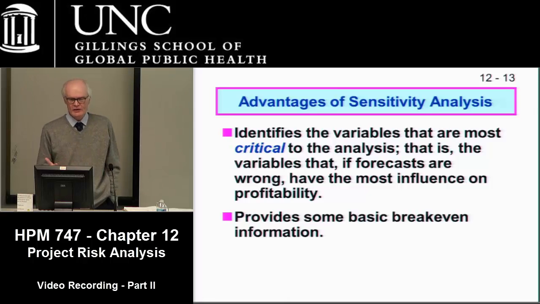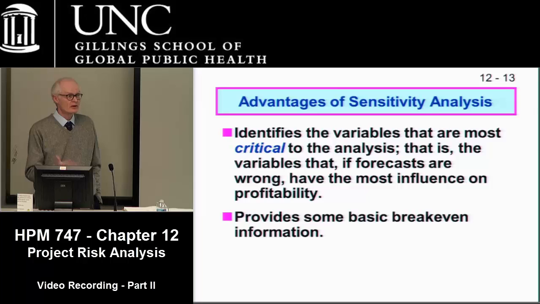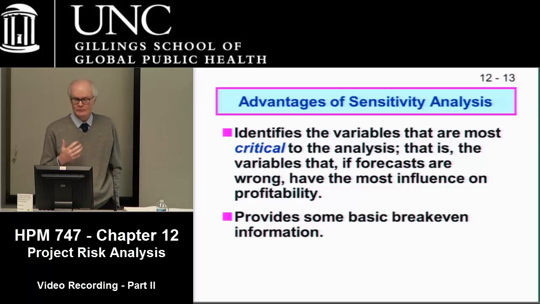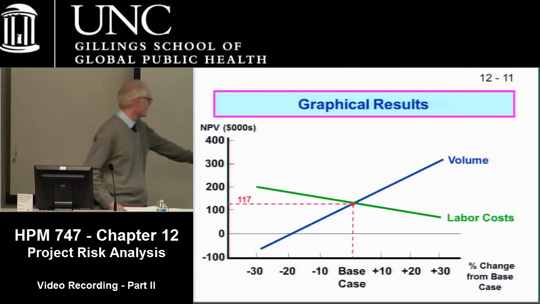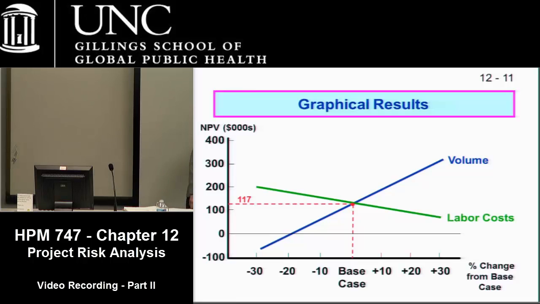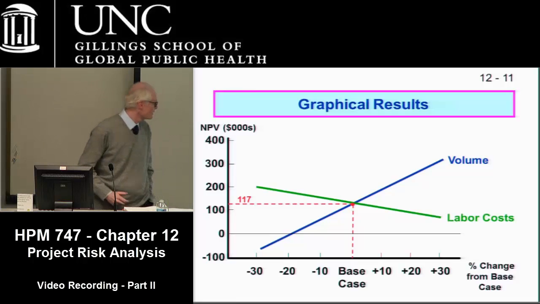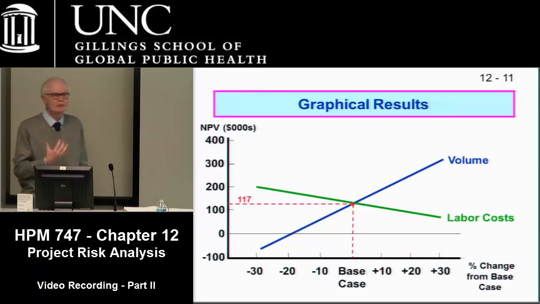And secondly, it tells you what variables you can safely ignore. So it gives you some information about what to focus on and what can be safely ignored. You can also use it to provide some basic break-even information. You can see by the line here that the volume breaks even at about minus 19% or so. So you could be up to 19% below in volume and still have a positive NPV. Below 19%, it quickly turns into a negative NPV.